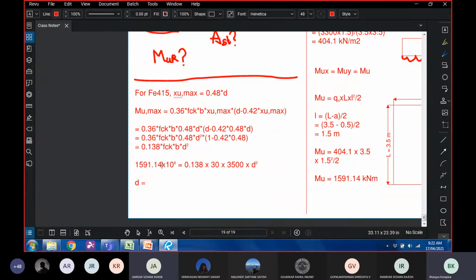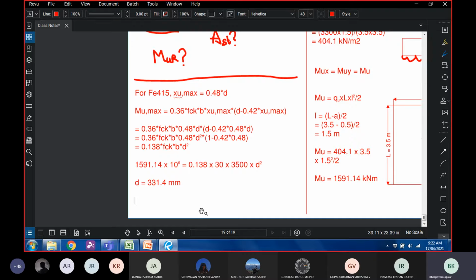Root into 10 raised to 6, actually. So 0.3313 into 10 power 6. It cannot be that big. 331.3. So 331.36, we can write it as 331.4 mm. So this is the minimum depth that is to be provided.